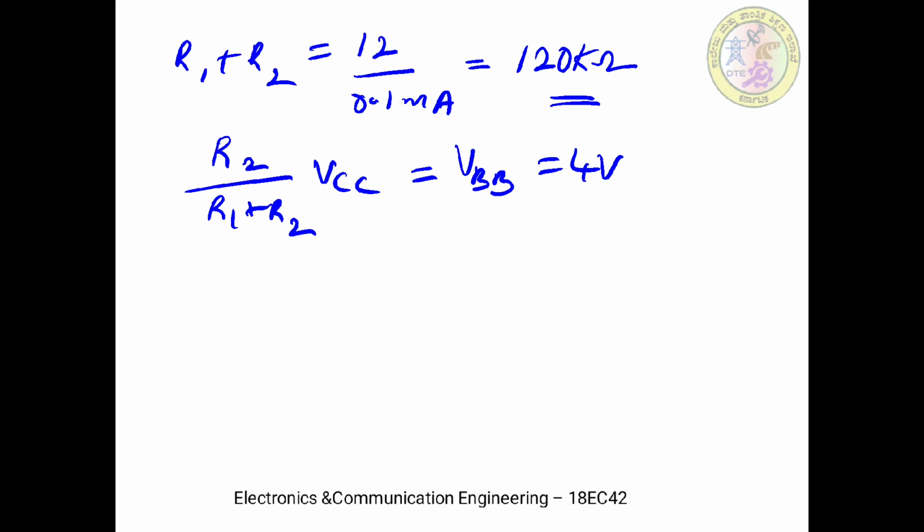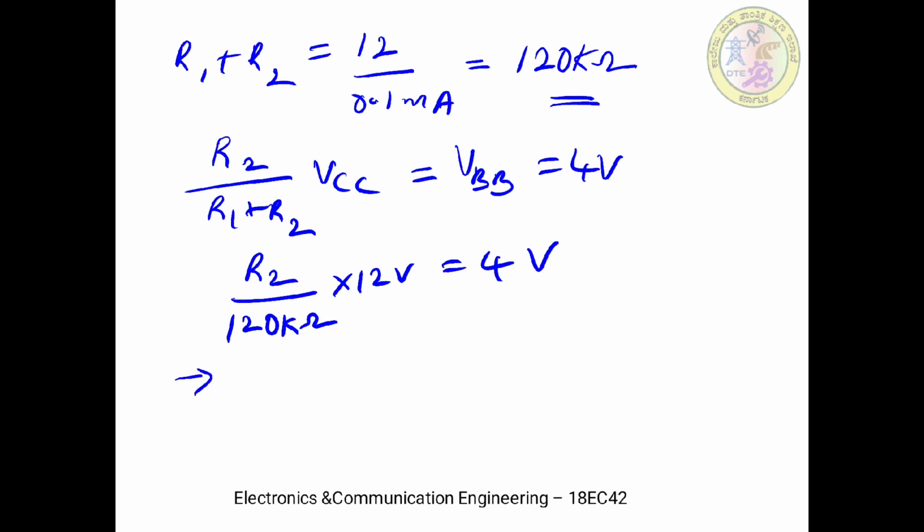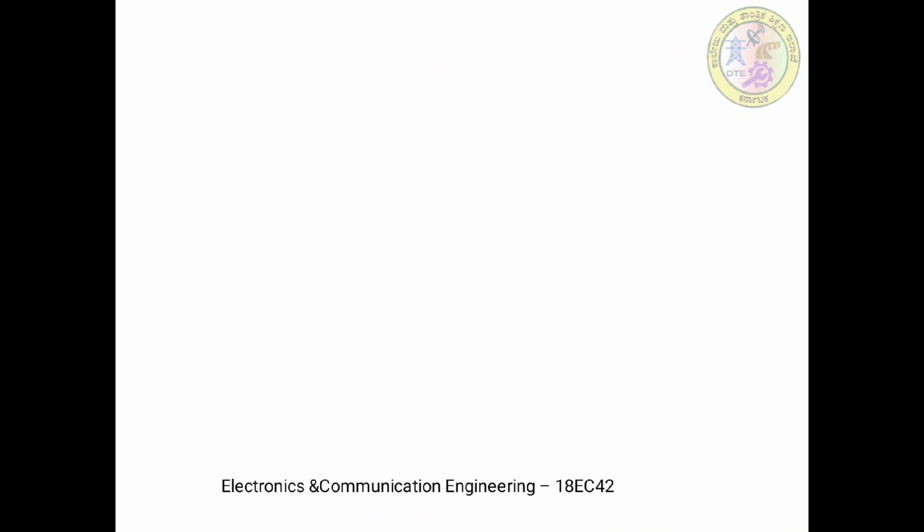Okay, so therefore we also know that R1 plus R2 value is equal to 120 kilo ohms, into VCC equal to 12 volts, this is equal to 4 volts. So by simplifying, this is going to give us the R2 value as 40 kilo ohms and R1 value as 80 kilo ohms.